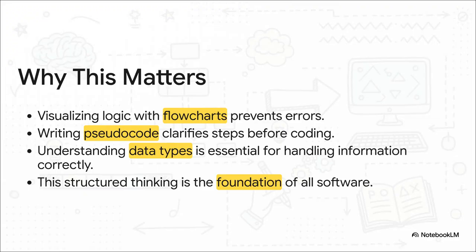So why does all of this matter? Why go through all these steps? Because this way of thinking saves you from a world of headaches. A flowchart forces you to find flaws in your logic early. Pseudocode makes you clarify every single step. And knowing your data types means you won't accidentally tell the computer to multiply someone's name by their city. This structured thinking isn't just some nice-to-have technique. It is the absolute foundation of all great software.